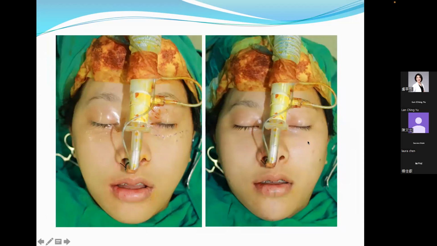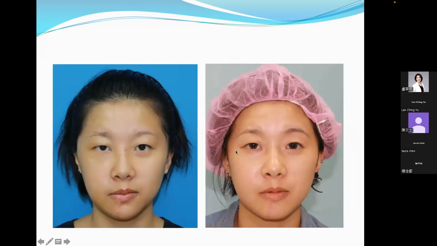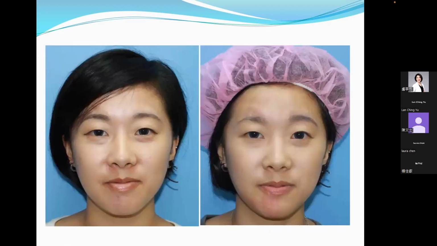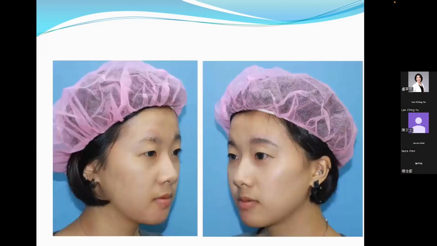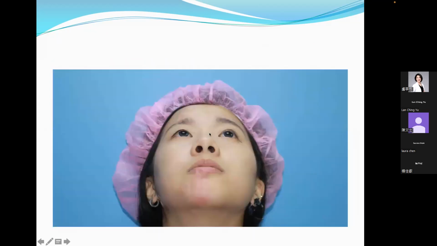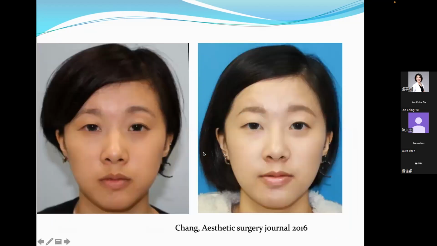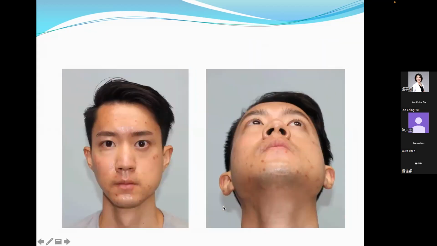After the surgery, you can see a symmetrical face is achieved. And this is 1 week, 1 month, 6 months, very symmetrical. And at 1 year, you can see better symmetry over both sides of the face. And she's satisfied with that. And we published this in Aesthetic Surgery Journal 2016.